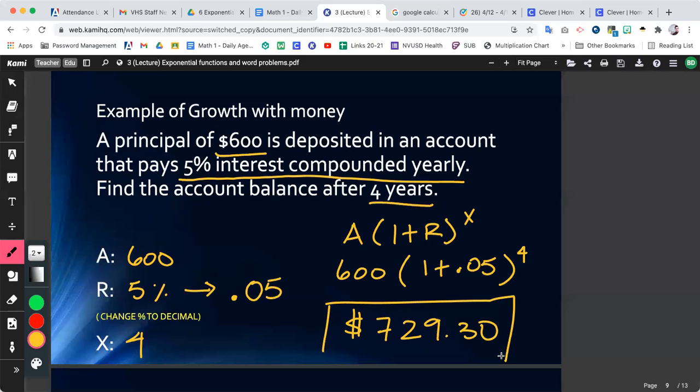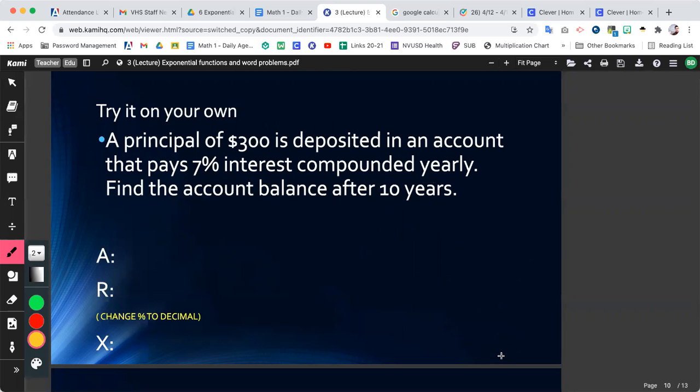Okay, let's try another one. So again, this one is about growth, but I'm going to have you guys walk me through this one. So I'll read through it. A principal of $300 is deposited into an account that pays 7% interest compounded yearly. Find the account balance after 10 years.